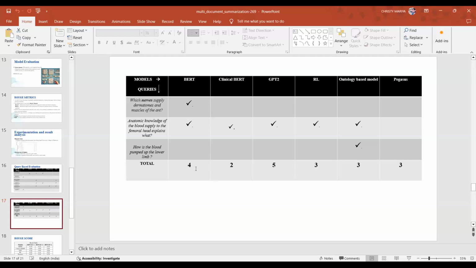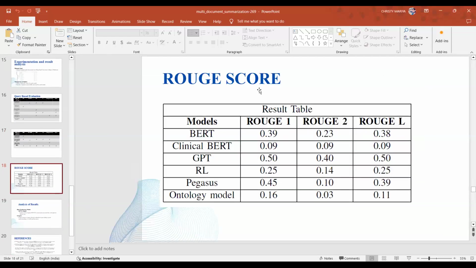Here the BERT model was able to answer 4, whereas GPT was able to answer 5. On the basis of queries, GPT was the best in answering queries. After that, we compared with the ROUGE score also. In the same way, each model underwent a ROUGE score calculation. ROUGE score values range from 0 to 1. The model which has 1 as a ROUGE score will be the best summary model. Here we found that 0.5 was the highest ROUGE score calculated, and that was for the GPT model.